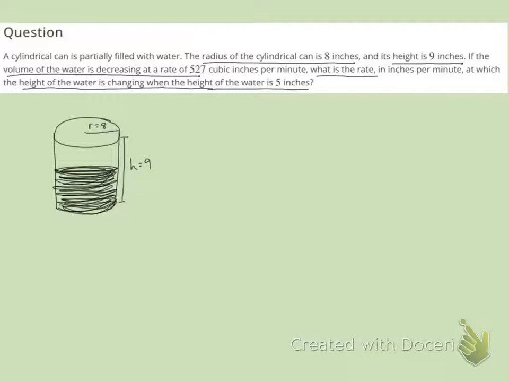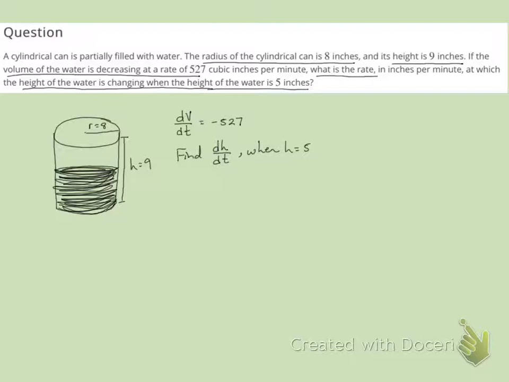We know that the change in the volume over time is decreasing by 527, and we want to find dH/dt when h equals 5 inches, and that's the height of the water is 5 inches. And it actually doesn't matter that the height of the water is 5 inches either. This is not a value that we need in this problem, and it's because this volume of water is decreasing at a constant rate.